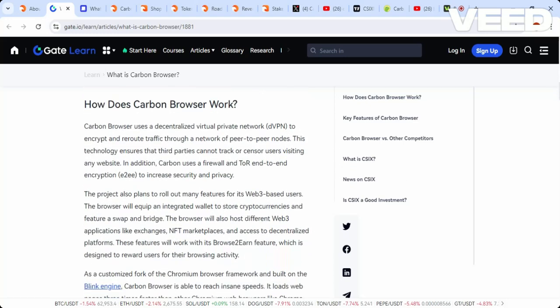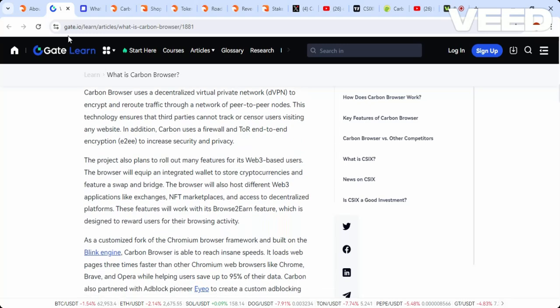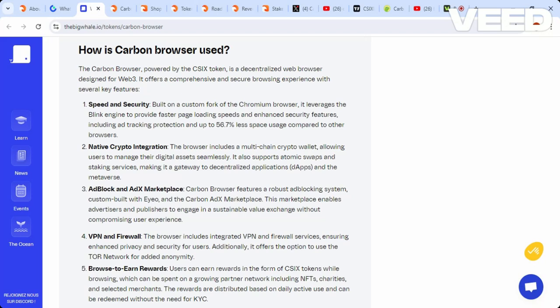So, how does Carbon browser work? Let's look at what we call the features of Carbon browser. So, what are the features of Carbon browser? Now, Carbon browser is powered by the CSIX token, a decentralized browser designed for Web3, right? So, these are what we call the features.